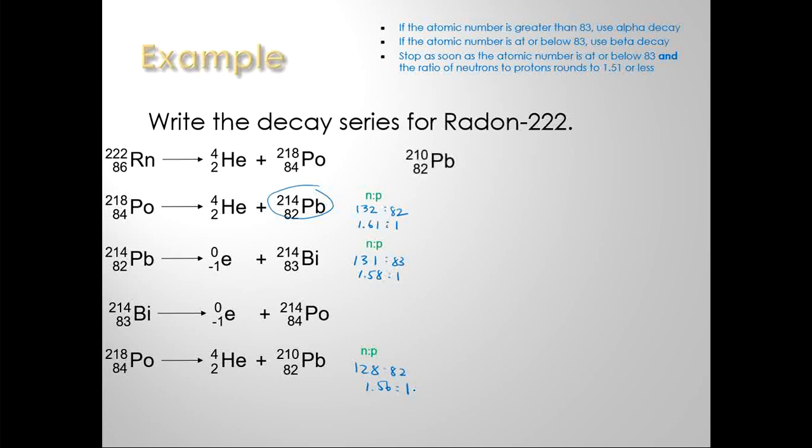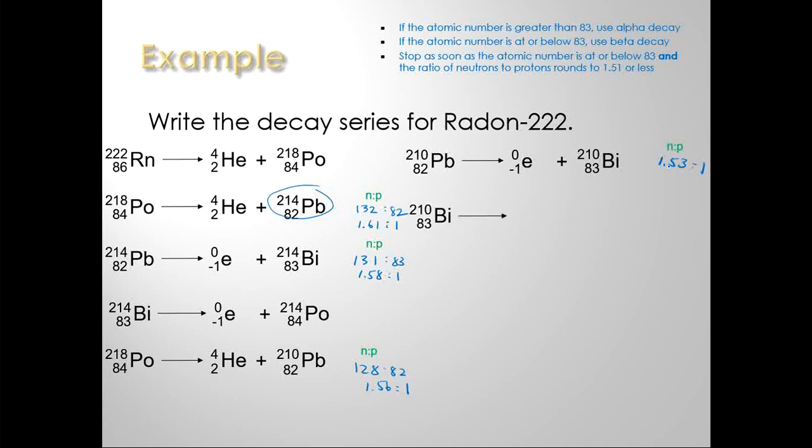So now starting with lead-210, it will go through beta, and our new daughter isotope is bismuth-210. Go ahead and pause the video here and figure out your next steps. Continue the video when you are ready. So again, we stop and figure out the neutron to proton ratio. The simplified ratio is 1.53 to 1. So that tells us that we have to keep going.